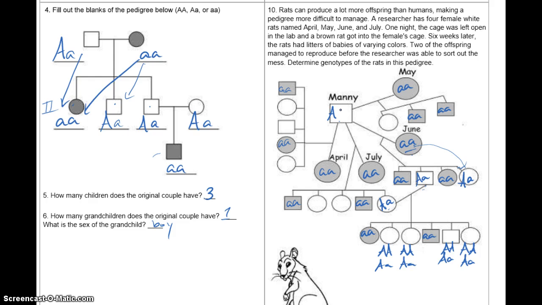We know that. And if we look at some of Manny's offspring, so let's look at his offspring here with May. They have some offspring that are albino, that are homozygous recessive. Well, we know they got one little a from May because May is homozygous recessive. But in order to get that second little a, it had to have come from Manny, so Manny must be heterozygous. That means that this offspring here, this daughter rat, got a big A that must have come from Manny because it's the only big A in this mating couple. And so she had to have gotten a little a from May, which means that individual is heterozygous.